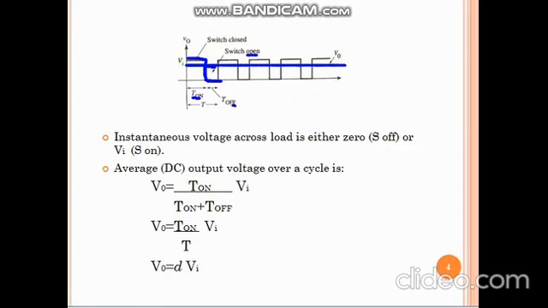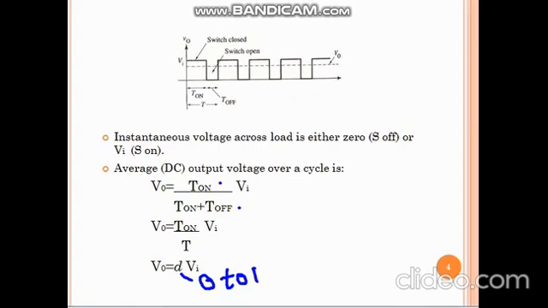So how does it depend? That is called the duty cycle D. You can see the simple relation here for the duty cycle. VO is equal to T on upon total time, where total time is T on plus T off, into VI. So T on upon T is called the duty cycle, and it varies from 0 to 1. And at that particular factor, your output voltage will be VI.